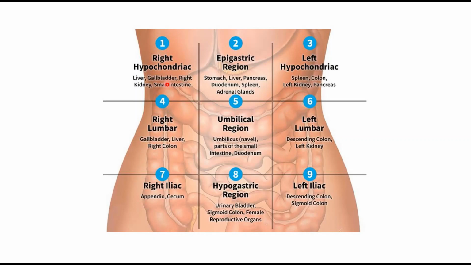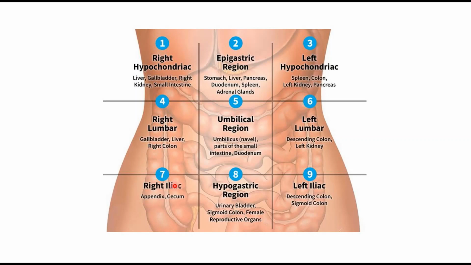The clinical significance: right hypochondriac region, you can see liver, gallbladder, and right kidney or small intestine. Any problems or any pain which is localized to this quadrant is related to these organs. Similarly, epigastric region, mainly stomach, or liver, because liver is a very big organ. It covers the right hypochondriac and epigastric region, so it comes in both these regions. Left hypochondriac prominently spleen, and right lumbar includes right kidney majorly, left lumbar left kidney, and umbilical region small intestine, duodenum.